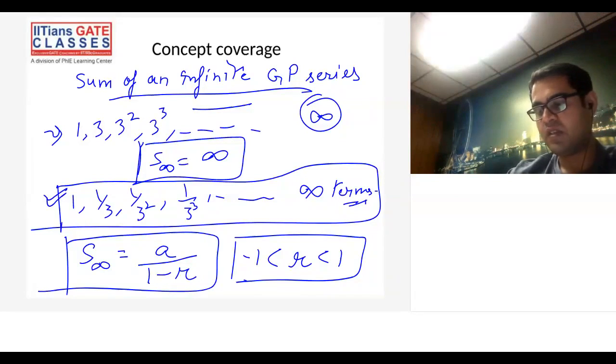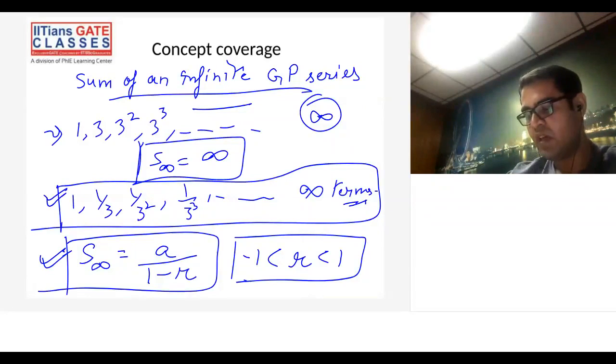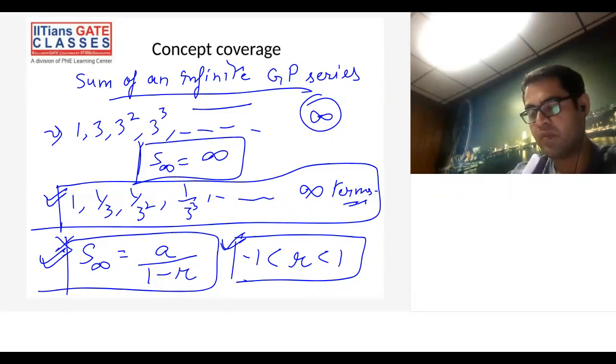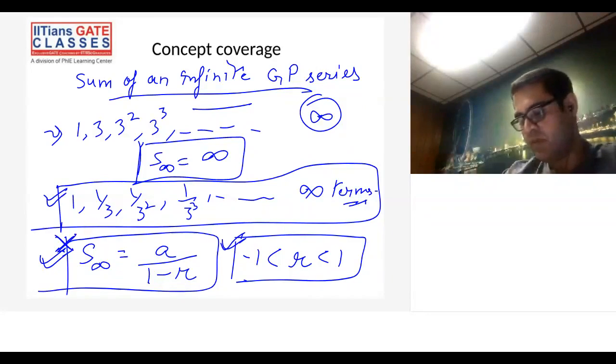Alright. So this is the concept of an infinite GP series. This is the formula that you have to use based on this condition. If your r is greater than 1 or less than minus 1, you cannot use this formula. Alright. So this is mostly what I want to discuss about AP and GP series.